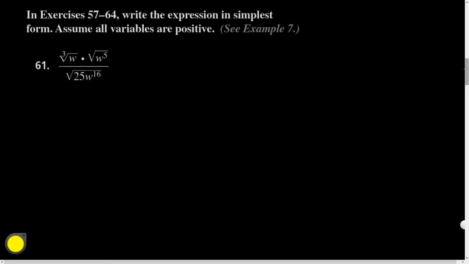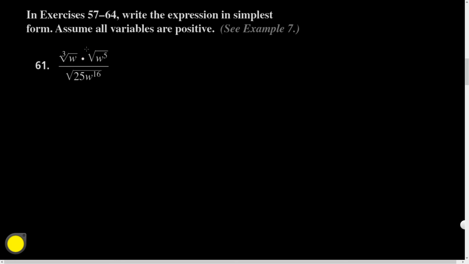Write the expression in simplest form. Here they let us, from example 7 and 8, just assume all variables are positive. At this point, on the version of the test that I'm going to give at the end of this unit, I'll just give you the ones where we assume they're all positive.